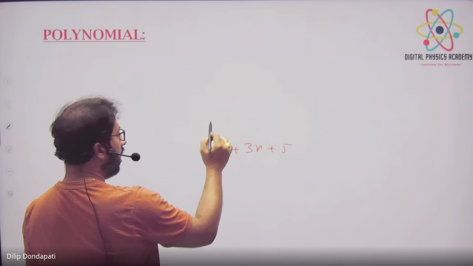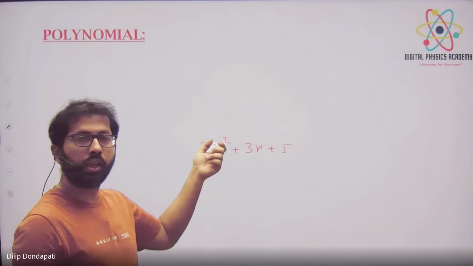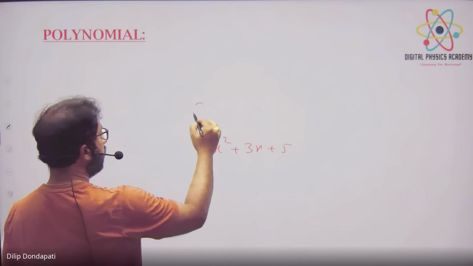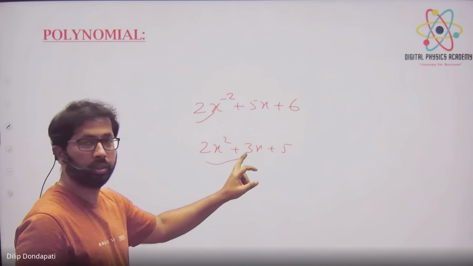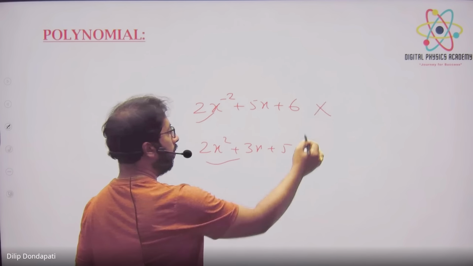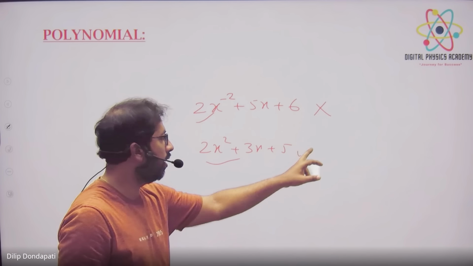See, both have variables, both have coefficients, but see, this is -2 plus 5x plus 6. This is an algebraic expression. This is also an algebraic expression, but this is not a polynomial. But this is a polynomial. Why? Because the degree should be only a positive integer, like natural numbers only. It should not be negative. Then only it is called polynomial. Both are algebraic expressions only, but the degree should be a non-negative integer.